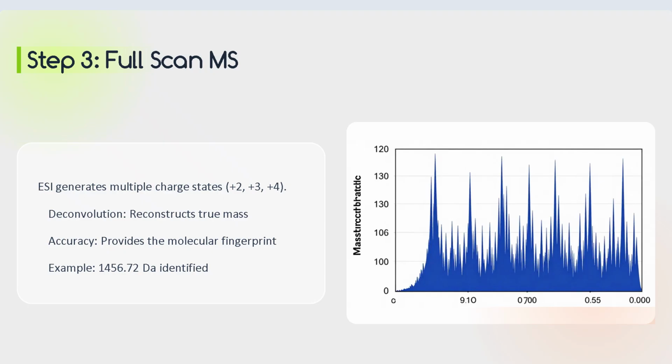Now we look at the mass spectrum. Using electrospray ionization, peptides form multiple charge states, +2, +3, sometimes even higher. At first, the spectrum looks complicated, but deconvolution software combines those signals and reconstructs the true molecular weight. This gives us the peptide's molecular fingerprint. For example, we might discover our unknown has a mass of 1,456.72 daltons. Now we know exactly how big it is. That's our first big clue.